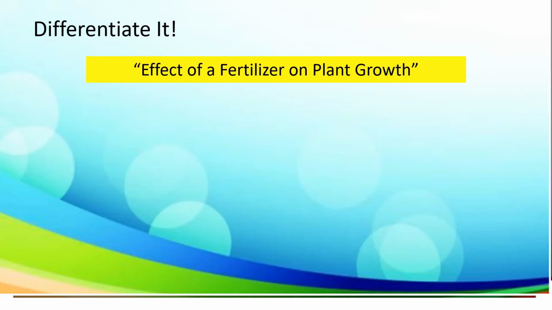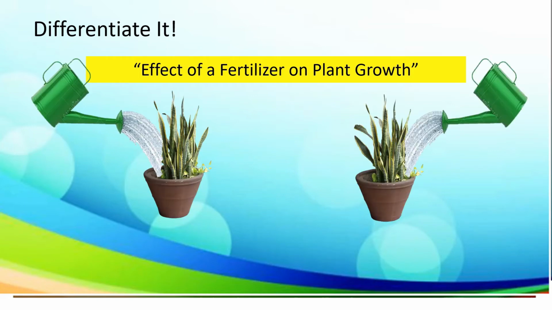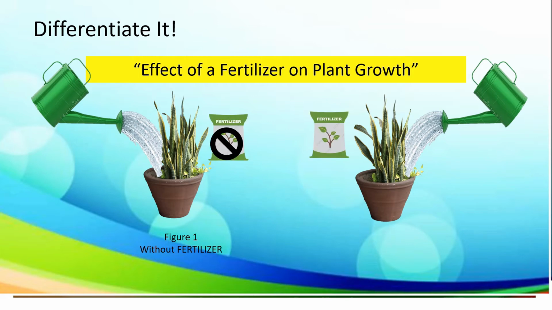To begin with, let's have the activity: differentiate it. The effect of a fertilizer on plant growth. We have two plants given. They are both watered. The other one is without fertilizer. The other one is with fertilizer. What have you observed between the two figures? Do you think the fertilizer has an effect on the plant?